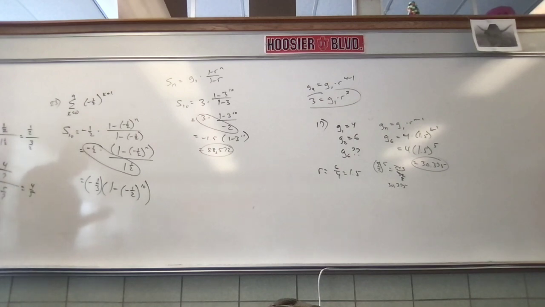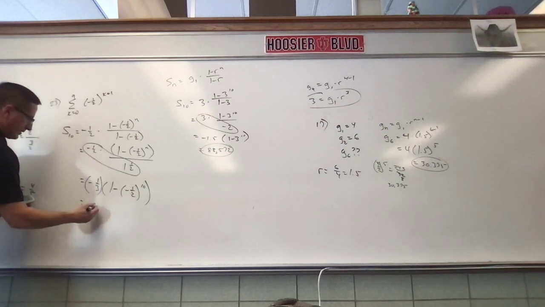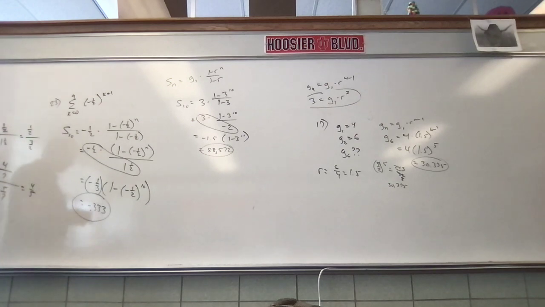Negative 0.333007813-ish. Good. All right, so negative 0.333-ish. Don't need to put all those decimals. If you didn't get that and you're afraid to ask out loud, ask me later. I want to make sure you can type it in right on the calculator.